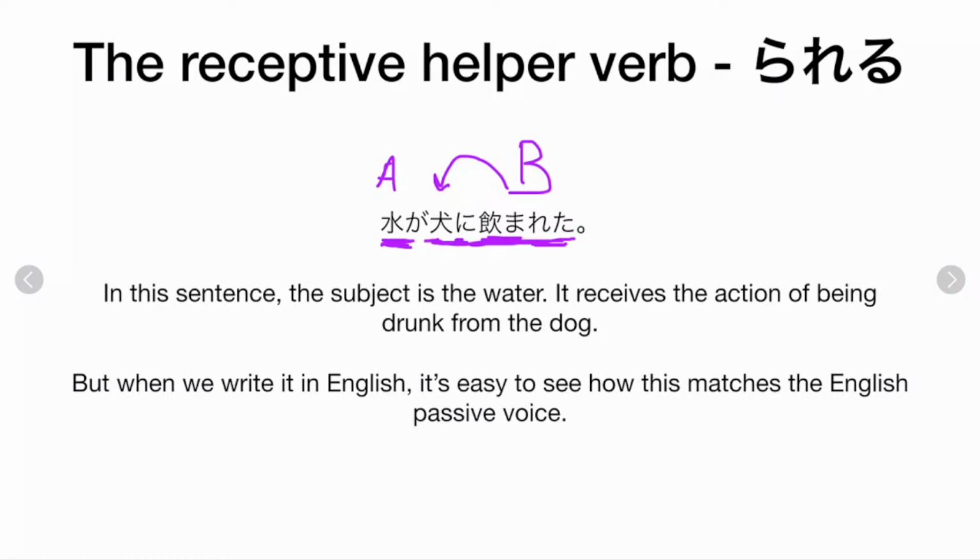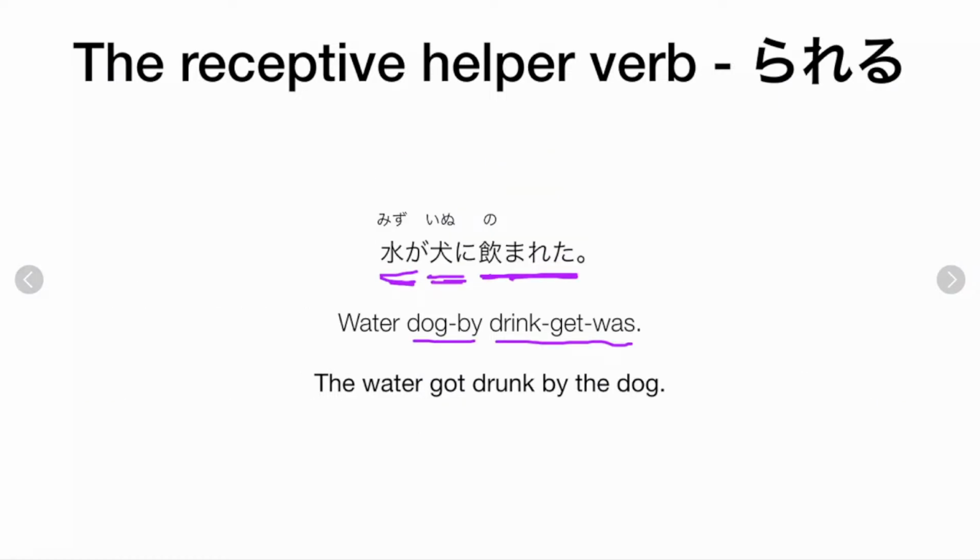Okay? And so if you translate that to English, the water got drunk by the dog, this looks like passive voice to us in English. Because in English, we would say that the dog is the subject of this sentence, and the dog does the action of drinking water, but this is stated in the passive voice, and so it's the water got drunk by the dog. In Japanese, the water is the subject, and it gets drunk by the dog.